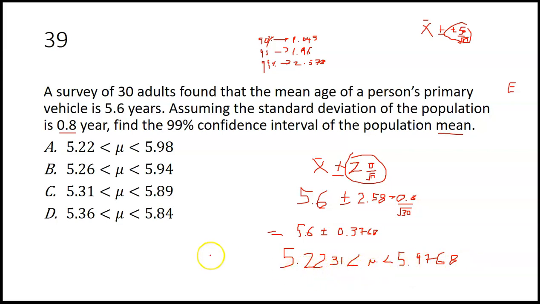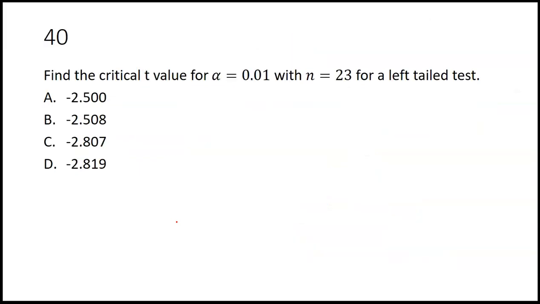When you check the possible answers, all of them are in two decimal places, so you have to convert your answer to two decimal places. This one will give you 5.22 and this will give you 5.98. Let's check. You have 5.22 and 5.98 here, so the correct answer for this is A. Is that clear?